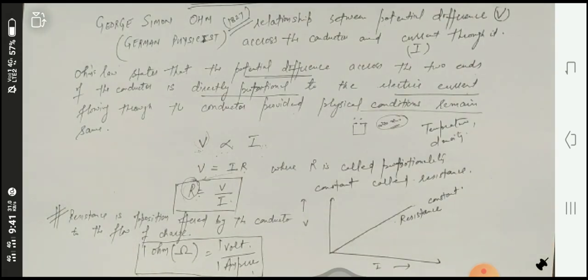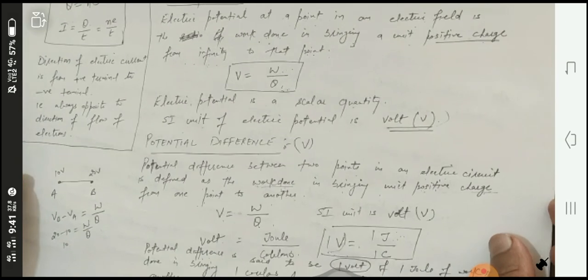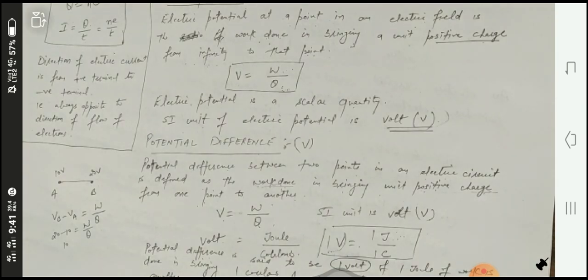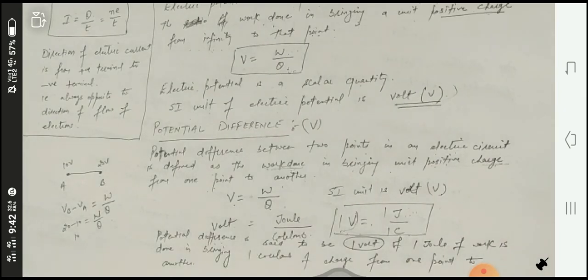Okay, so let's recall all the points that we have studied today. Fine. Starting with the concept of electric potential. Potential is the work done in bringing a unit positive charge from infinity to that point. If you talk about two finite points, meaning one point to another, that is the case of potential difference. So potential difference between the 2 points in an electric circuit is defined as the work done in bringing unit positive charge from one point to another. SI unit is volt. So how can we define the unit of potential difference? That is 1 volt. Potential difference is said to be 1 volt if 1 joule of work is done in bringing 1 coulomb of charge from one point to another.